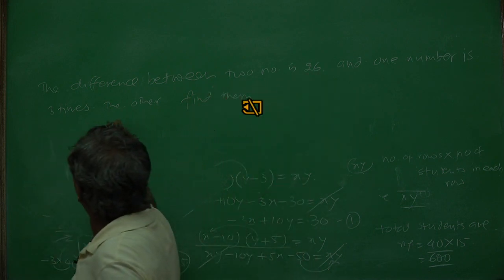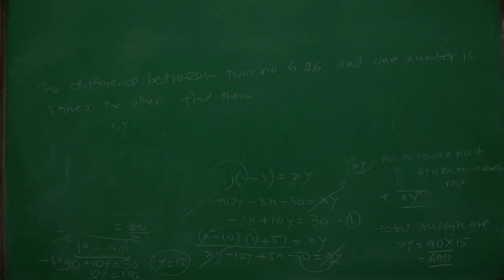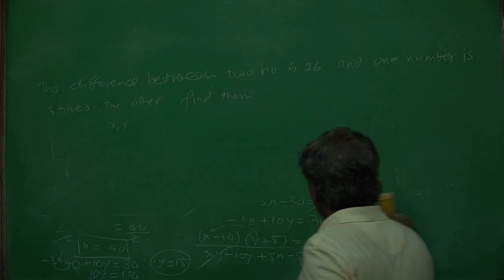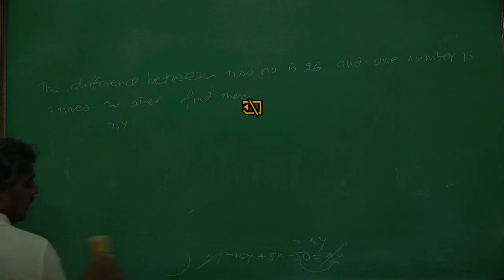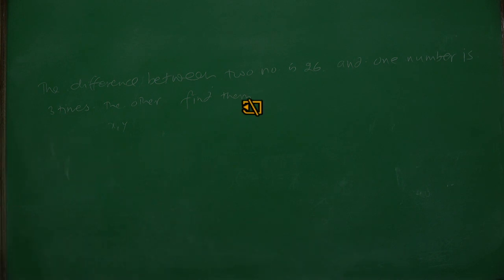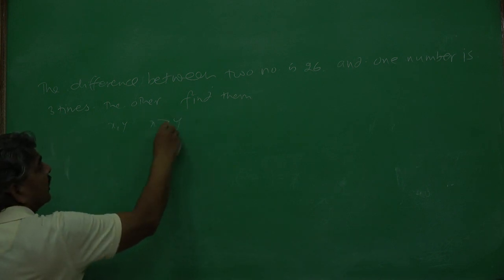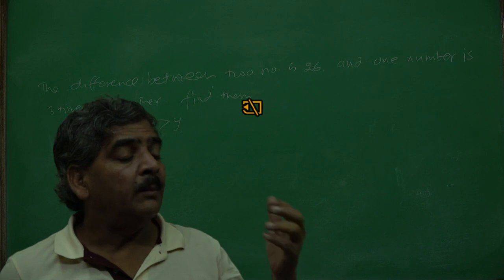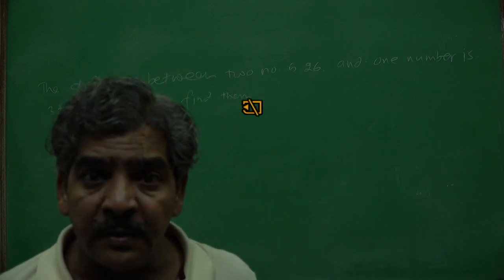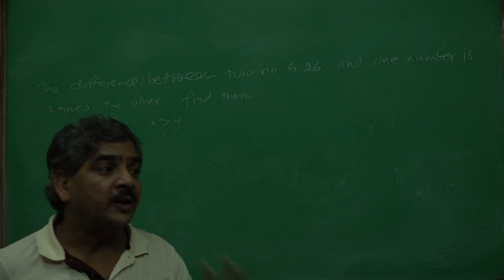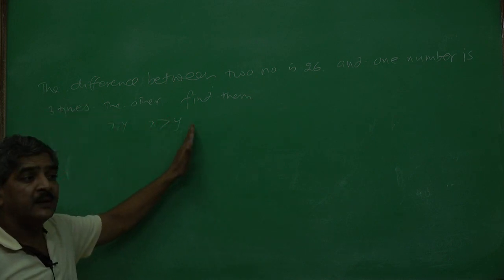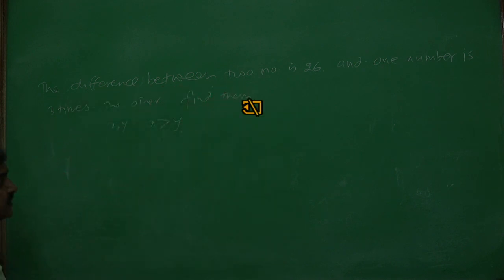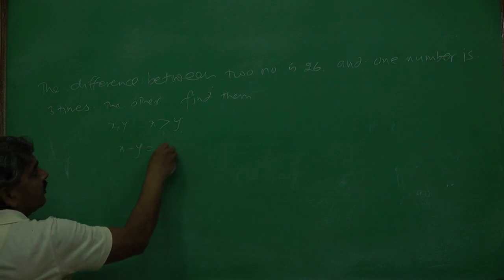Say the two numbers are x and y. For my security purpose, I'll assume x is greater than y. Okay, so make the assumption x is greater than y. Because when I'm talking about difference, कैसे कैलकुलेट करते हैं? बड़े नंबर में से छोटा नंबर सब्ट्रैक्ट करते हैं. Okay, so here for surety purpose, I am assuming x is greater than y. So the difference of the two numbers is 26, so x minus y is equal to 26.